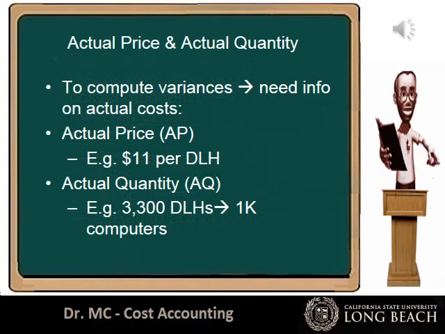In order to calculate budget variances, you need information on the actual price and quantity of a cost component. For example, although you budgeted that your firm would pay $10 per hour for direct labor, your firm actually paid $11 per direct labor hour. This is the actual price. Similarly, although you budgeted that your firm would need 3,000 direct labor hours to make 1,000 computers, your firm actually used 3,300 direct labor hours. This is the actual quantity.